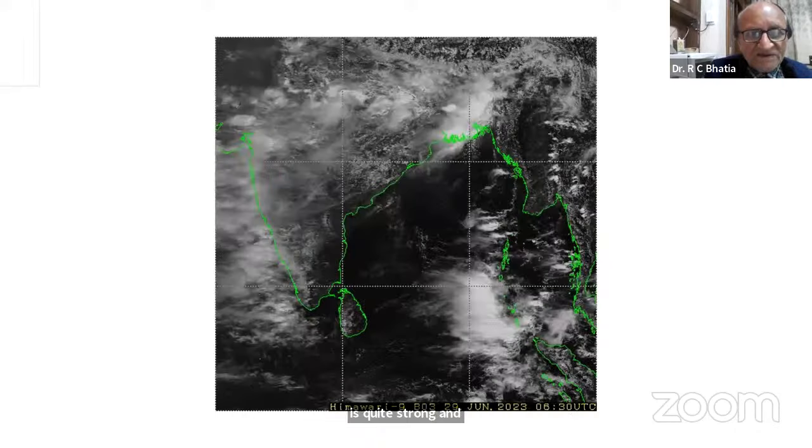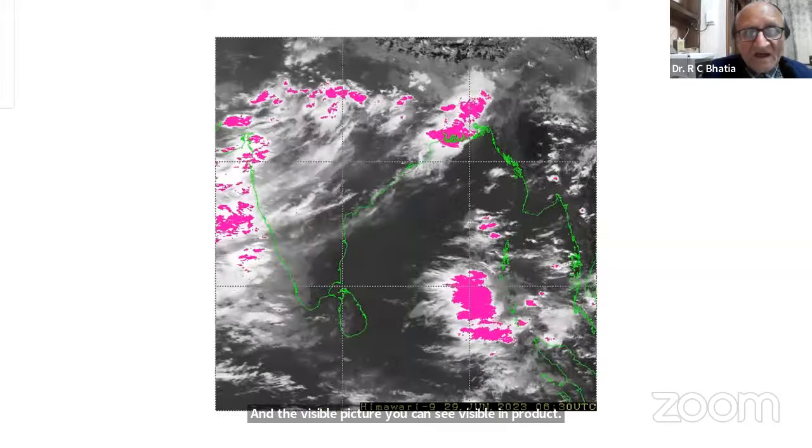And the visible picture, you can see visible, infrared. And this is the picture from Himawari. I mean, heavy rainfall areas, the product taken from Himawari. Of course, the previous few pictures were also from Himawari. We also have our own INSAT picture.